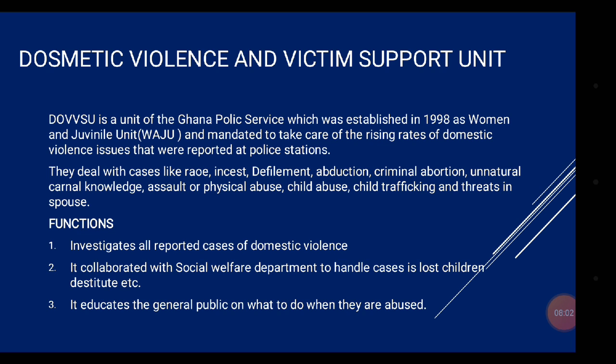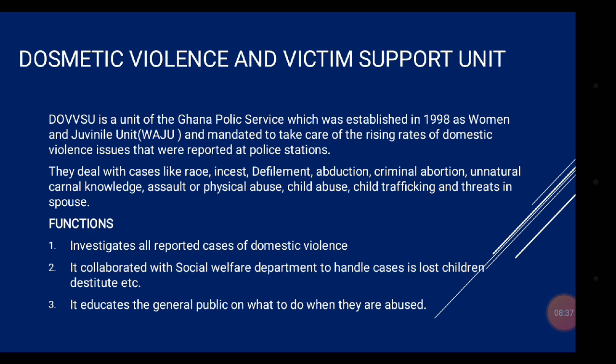They deal with cases like rape, incest, defilement, abduction, criminal abortion, unnatural carnal knowledge. And we say unnatural carnal knowledge. When we say unnatural carnal knowledge, we are talking about homosexuality, gay, lesbianism, and those things. So they deal with cases concerning that, and also they deal with assault or physical abuse, child trafficking, and threats on spouses. So these are some cases that are handled by DOVSU.